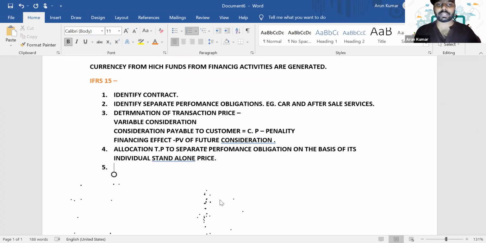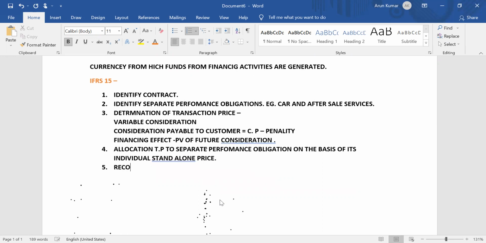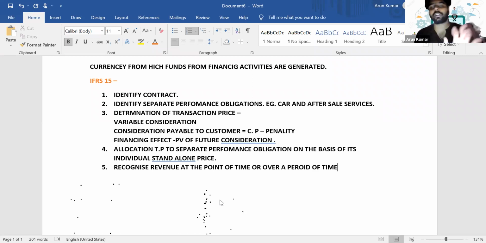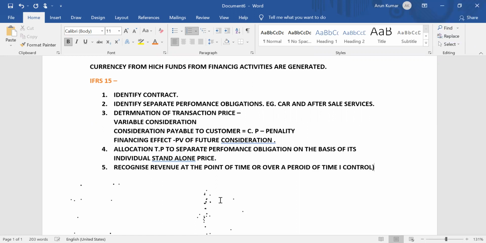Then finally, the last step: recognize revenue at the point of time or over a period of time. It depends upon how we transfer the control.